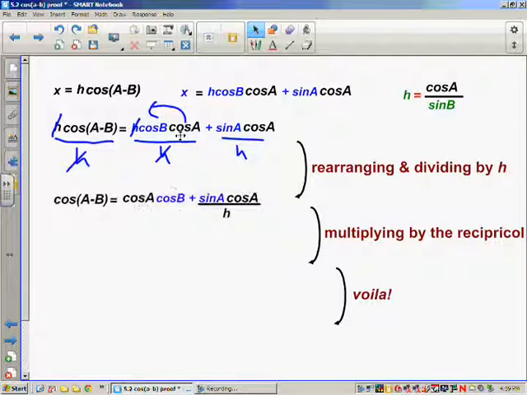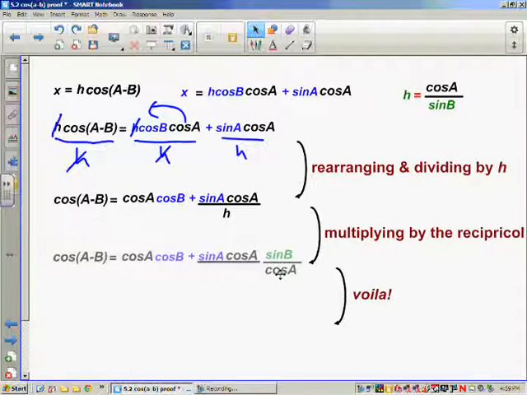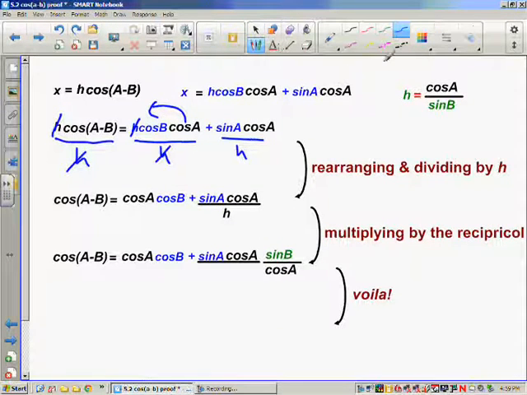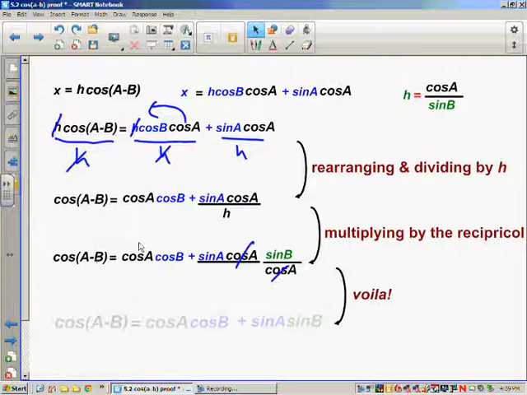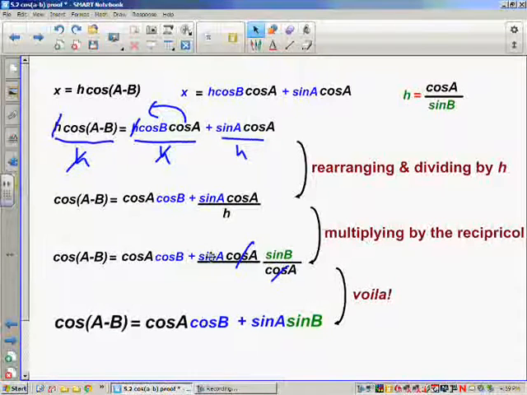I want to put the cosine A in front just because we have A and B here. So I'm going to rearrange very slightly and get cosine A minus B equals cosine A cos B plus sine A cos A over h. Multiplying by the reciprocal. This h here is actually cos over sine. Therefore, if I multiply by sine over cos, it's the same as dividing by h. Noticing that I have a cosine top and bottom leaves me with cos A minus B equals cos A cos B plus sine A sine B. Voila.